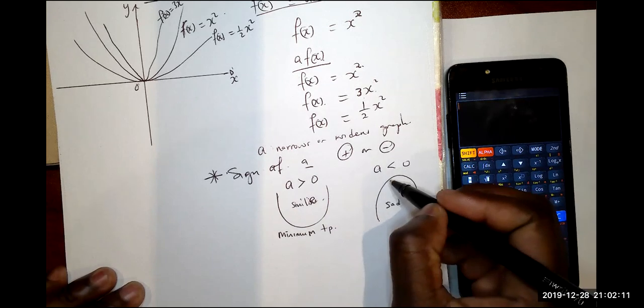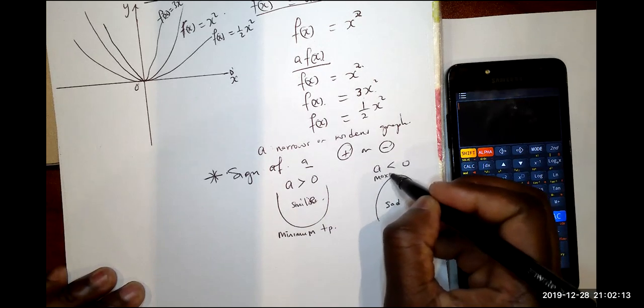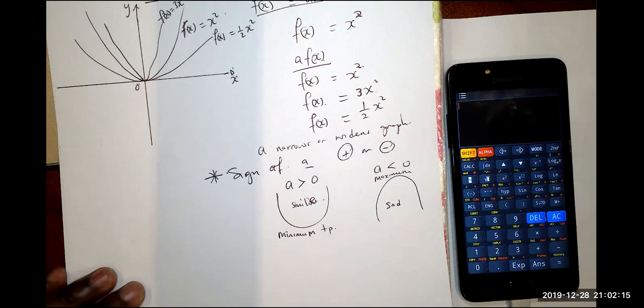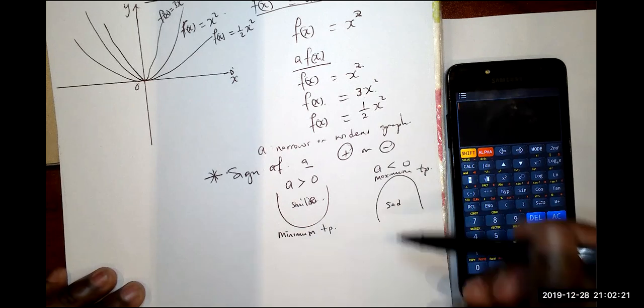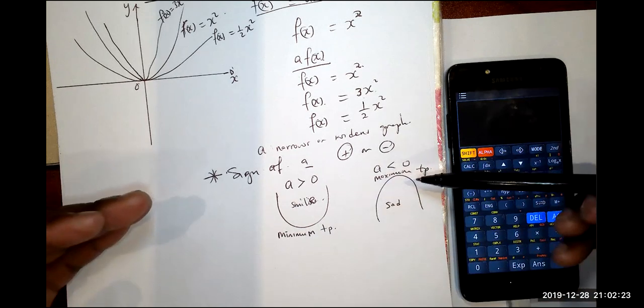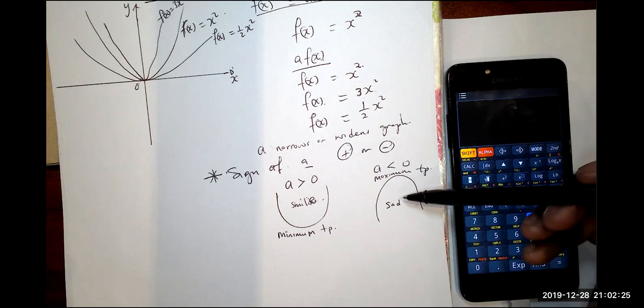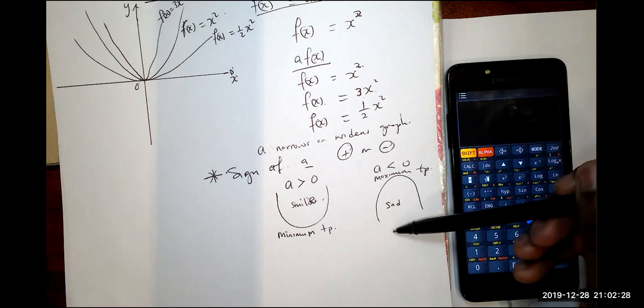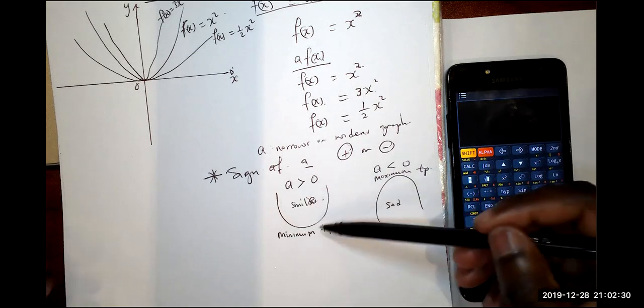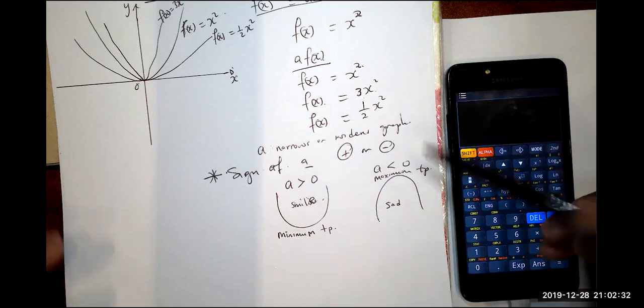And what does it give us? It gives us a maximum value. So it gives us a maximum turning point when A is less than 0. You must always know that when A is less than 0, when A is negative, your graph faces down. When A is positive, your graph faces up. That's what you need to remember there.